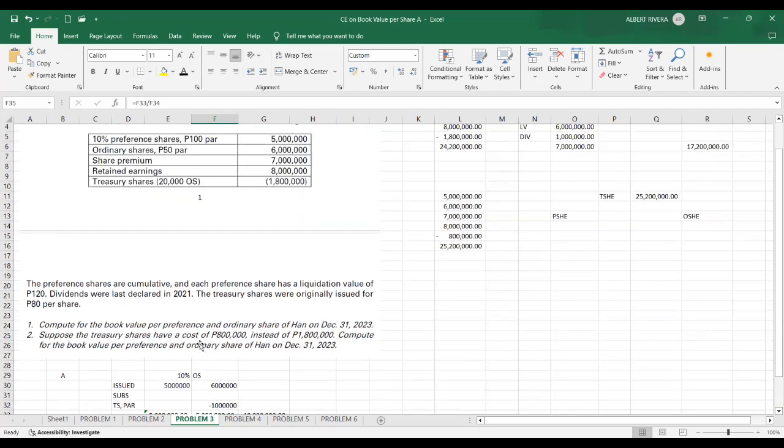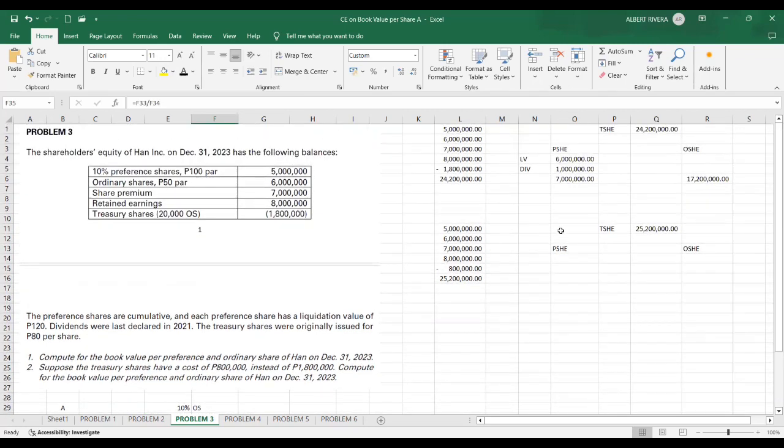For 10% preference and ordinary stockholders' equity respectively. Okay? So, 50 and 100. So, ang sagot natin dito, 7 divided by 50. So, that is 140. 7.2 divided by 100. So, this is 170. Okay?